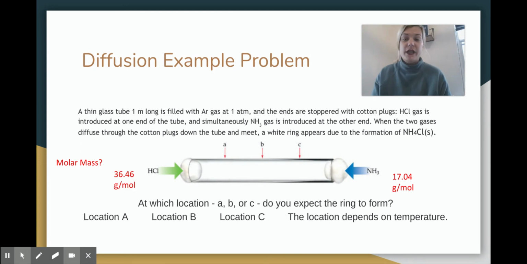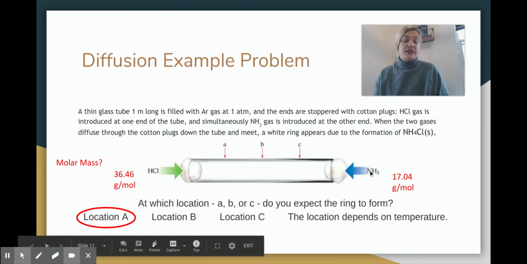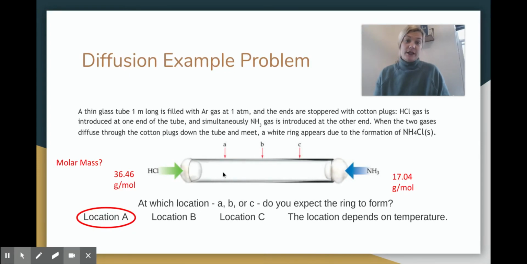HCl has a molar mass of 36.46 grams per mole. NH3 has a molar mass of 17.04 grams per mole, which means HCl is the larger molecule. So what's going to happen is it's going to be diffusing at a slower rate than NH3 is. With that being said, where do we think the solid will form? Location A is correct, okay? Because like I said, NH3 has a smaller molar mass, so it's moving quicker. HCl is moving, but not at the same speed as NH3. Therefore, the salt will form closer to HCl.